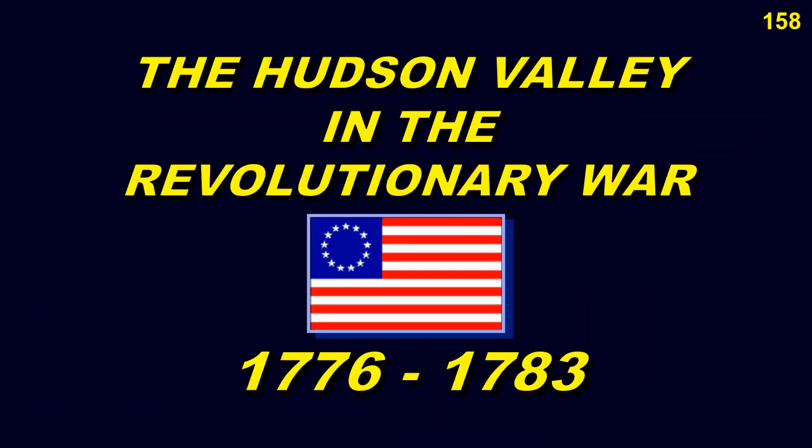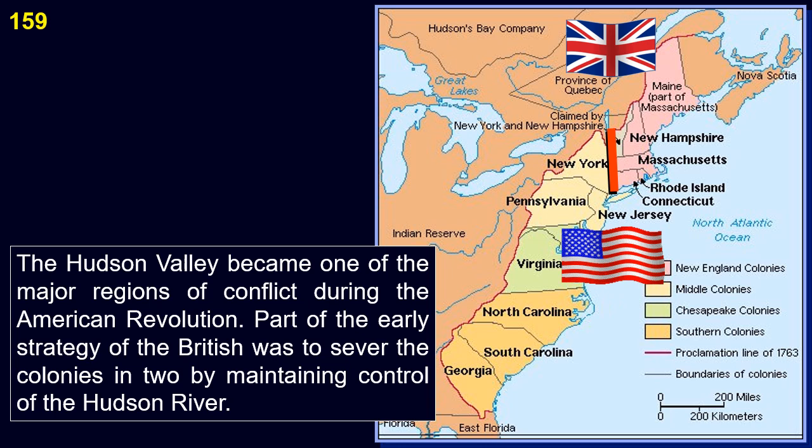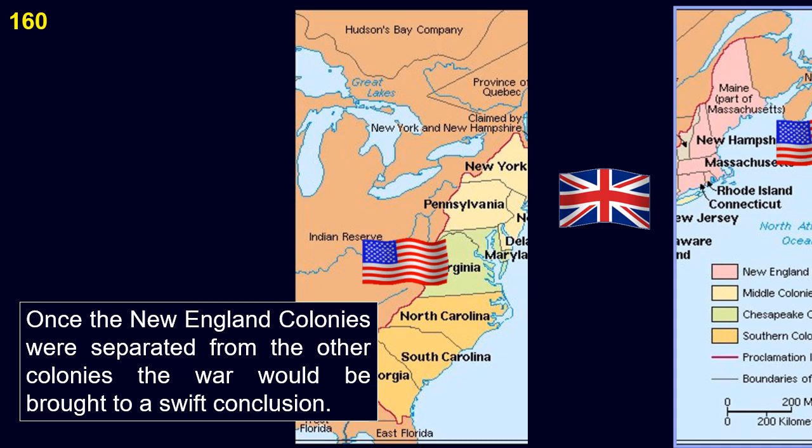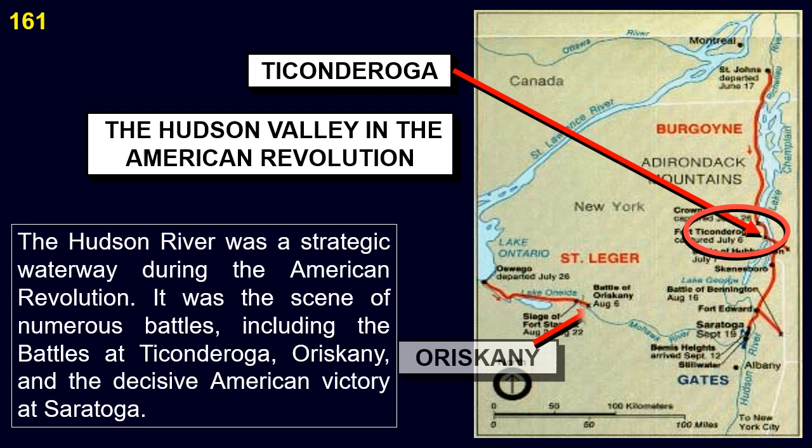Chapter 11. The Hudson Valley in the Revolutionary War, 1776-1783. The Hudson Valley became one of the major regions of conflict during the American Revolution. Part of the early strategy of the British was to sever the colonies in two by maintaining control of the river. Once the New England colonies were separated from the other colonies, the war would be brought to a swift conclusion. The Hudson River was a strategic waterway during the American Revolution.